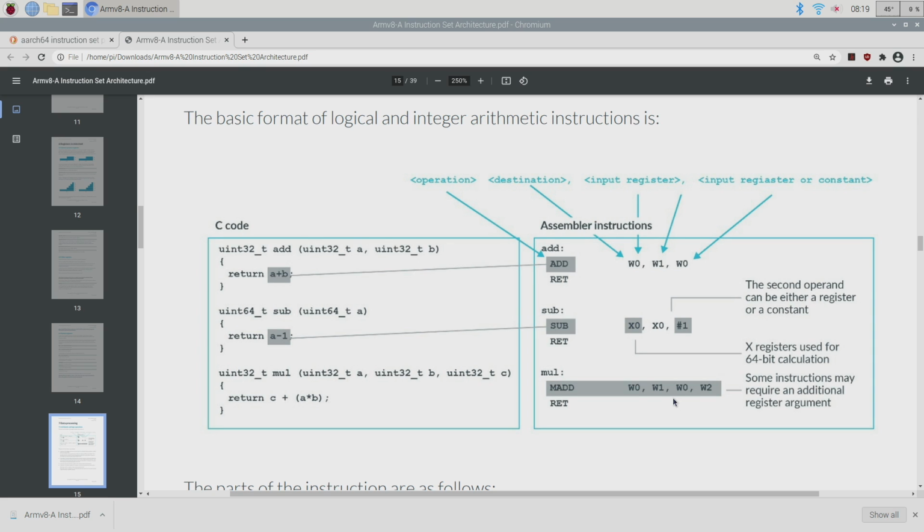What goes in the third register? No, the destination is listed first. So destination is W0. Yeah. But of course, that's the same as W0 and W1, right? Yeah, the destination's always listed first. That's our usual convention.